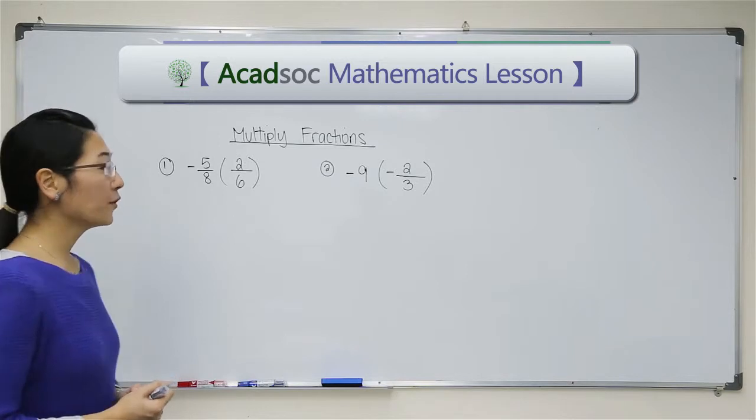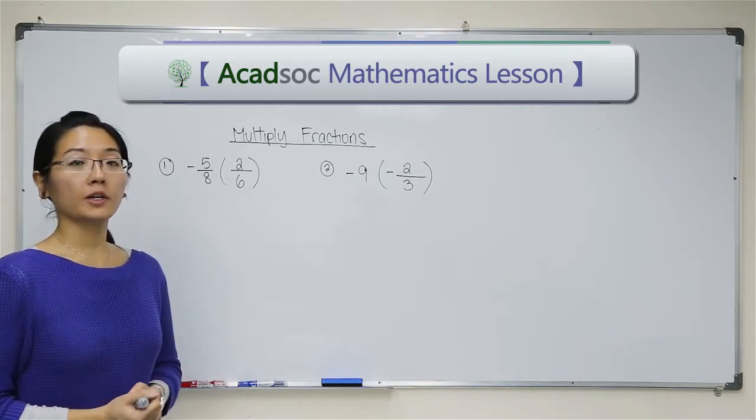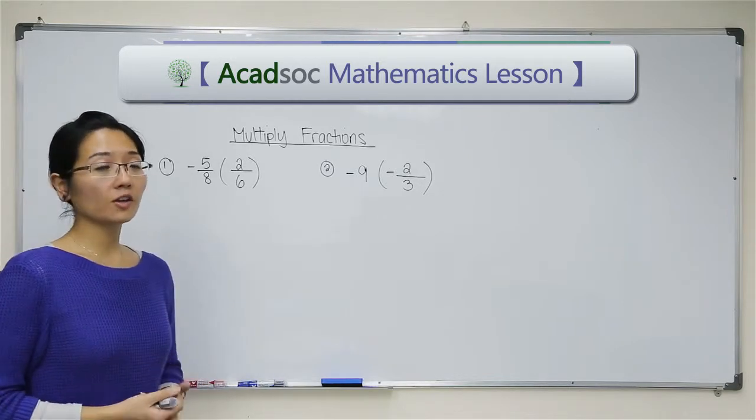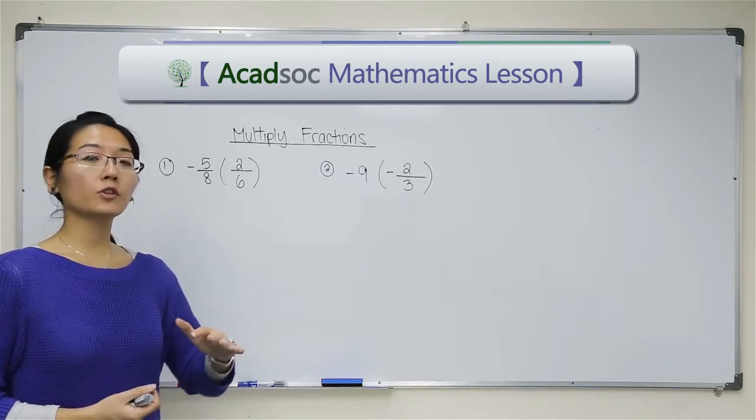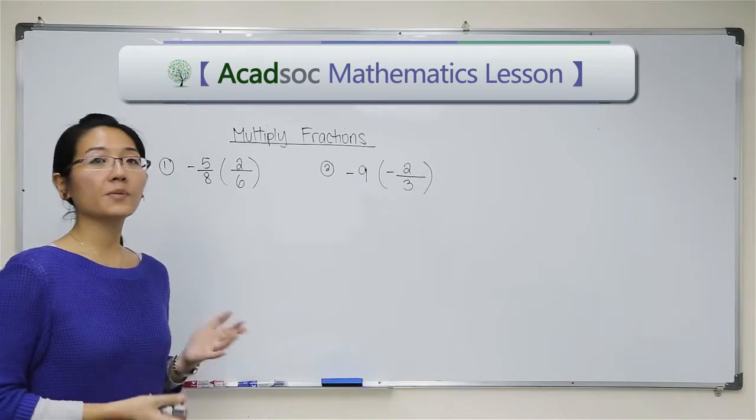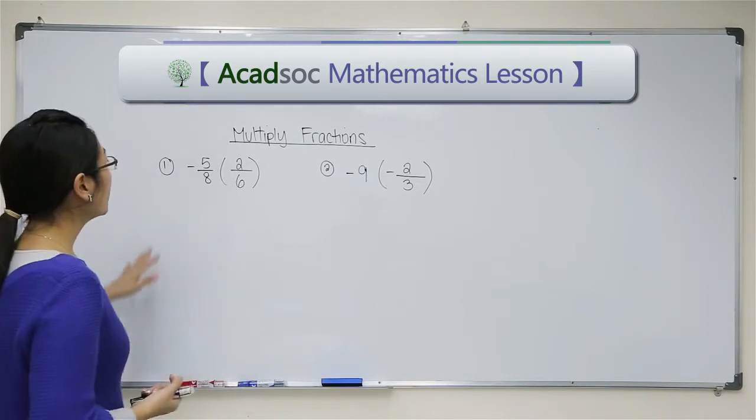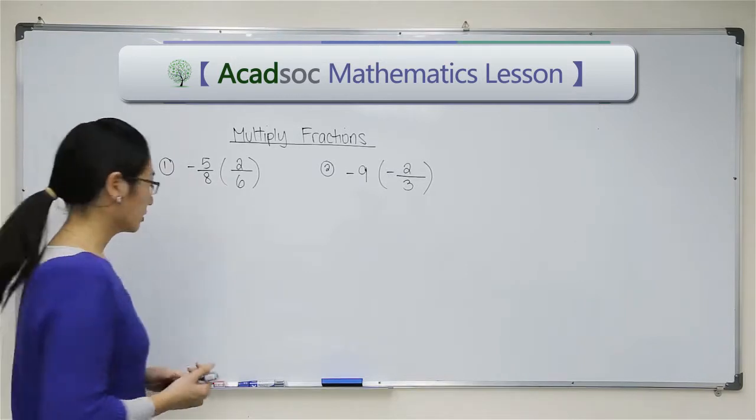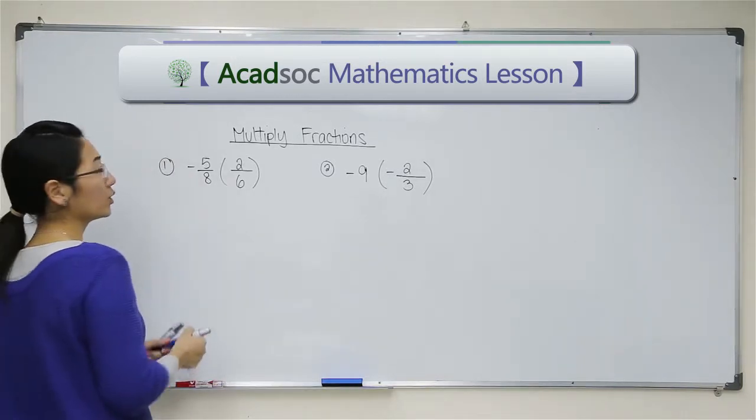Now, for multiplying fractions, I think you'll like it a lot better, because to multiply fractions, all you have to do is simply multiply the numerator by the numerator, denominator with the denominator. So if you look at number 1, we have negative 5/8 multiplied by 2/6. So all you have to do is multiply straight across.